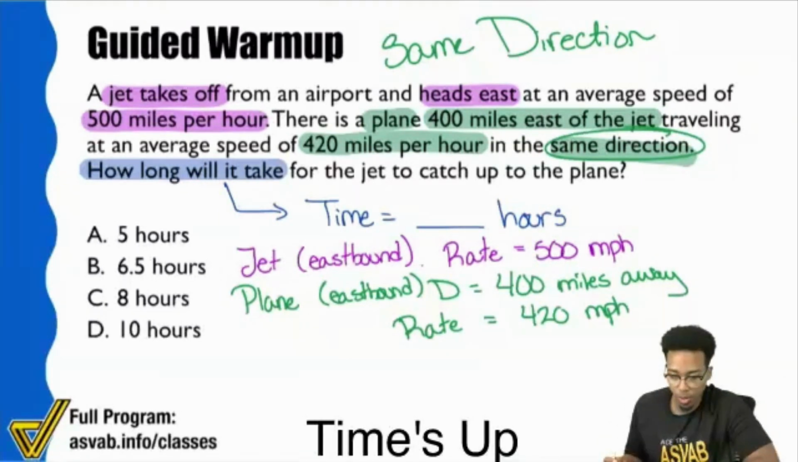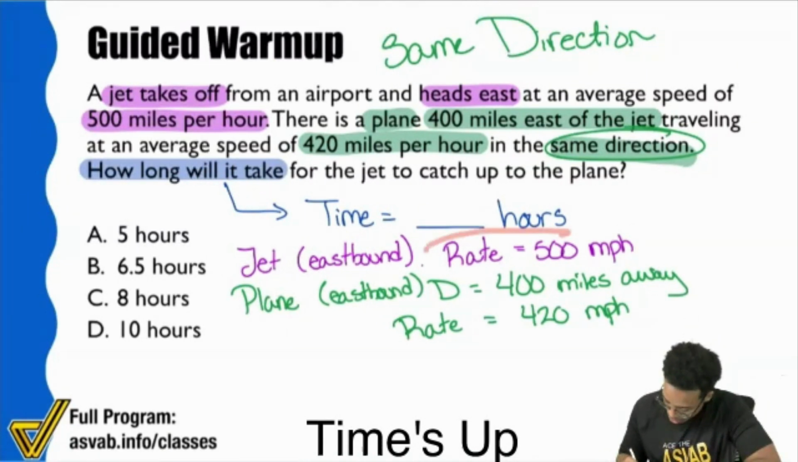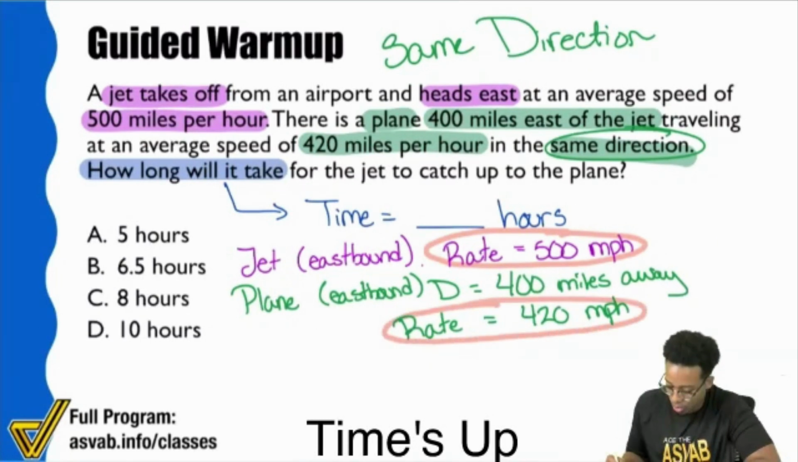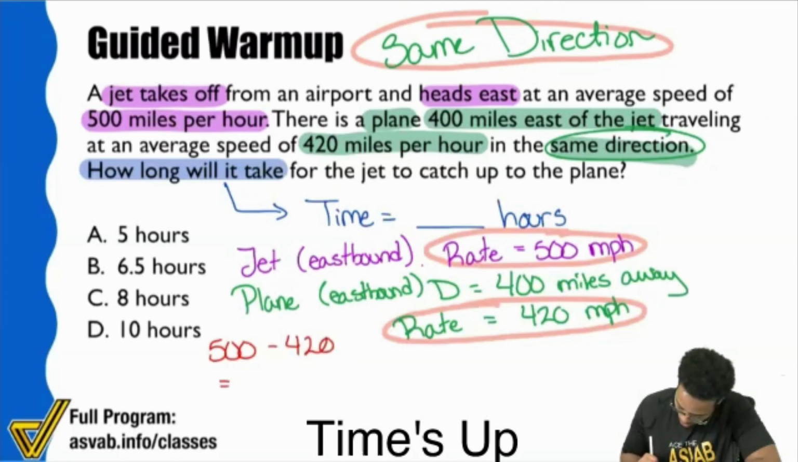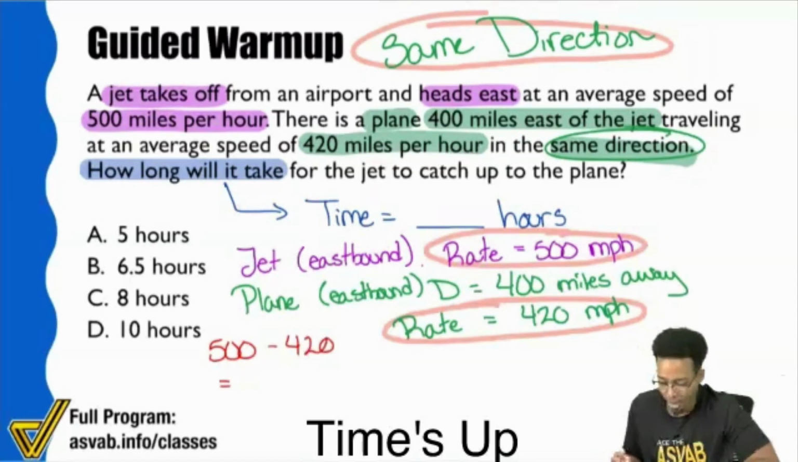So again, what we're going to do here, we have the rate here, 500. I'm going to grab the highlighter here. So 500 miles per hour, 420 miles per hour. Those two rates we will subtract because we see same direction. So there we are, 500 minus 420. Everybody equals what? 80 miles per hour.